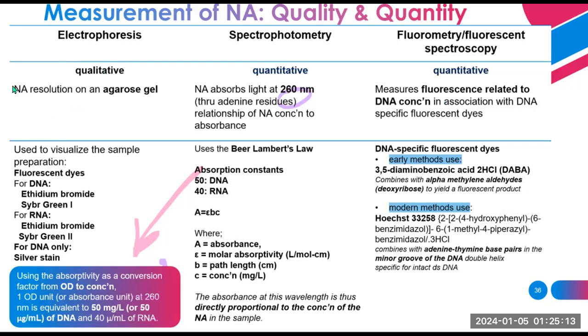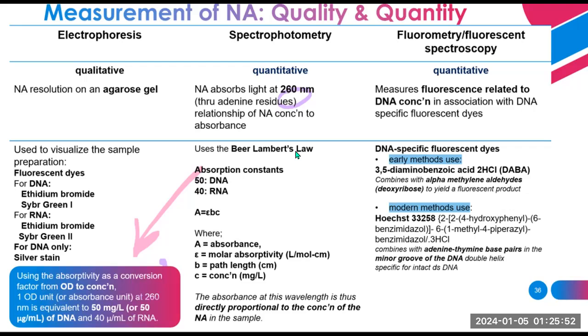Electrophoresis involves nucleic acid resolution using agarose gel. That's why we have agarose gel electrophoresis. And you might wonder, how can we visualize the nucleic acids? By using fluorescent dyes, of course. For DNA, we can use ethidium bromide and SYBR Green I. For RNA, we can use ethidium bromide still and SYBR Green II. And for DNA only, we can also use silver stain. While for spectroscopy, the principle uses the Beer-Lambert law.